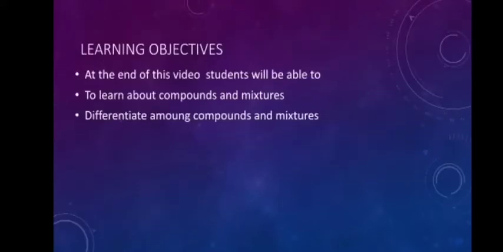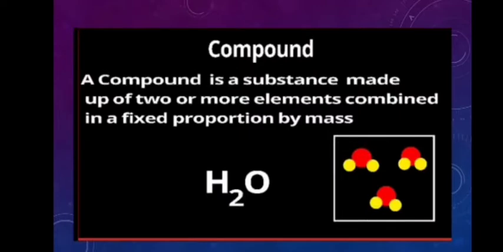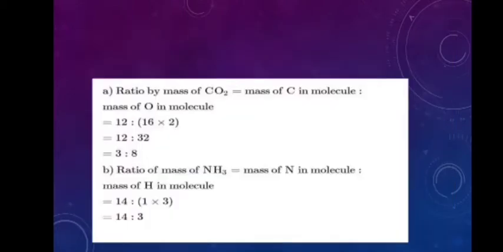These are the learning objectives. What is a compound? A compound is a substance made up of two or more elements combined in a fixed proportion by mass. Proportion, like a fixed ratio भी कह सकते हैं. And H2O is a compound, and here the red portion shows the oxygen and the yellow portion shows the hydrogen.